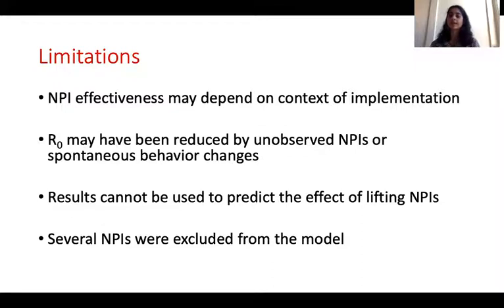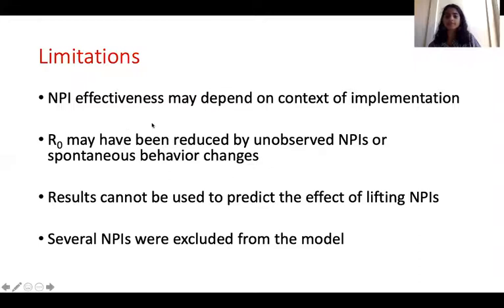And finally, like the Lai et al. study, several NPIs were excluded from this model as well, namely testing and tracing and isolation, which are definitely important parts of a cost-effective policy response. And they didn't include those, so it would be interesting to see how their R0 numbers would change and how we could reduce it to below 1 with including these additional NPIs.